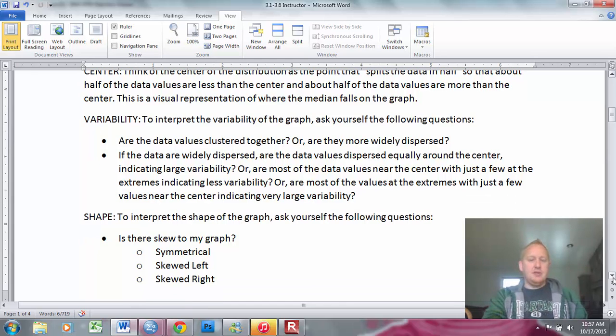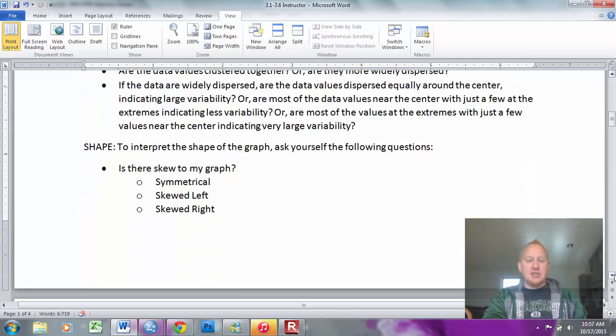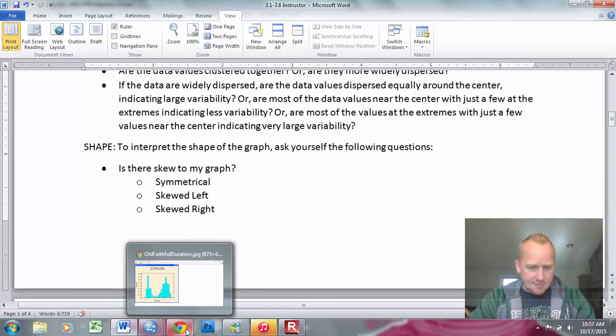The shape. To interpret the shape of the graph, ask yourself the following questions. Is there skew to my graph? One possibility here is symmetric: if both sides are mirror images of each other, then we say that the data is symmetric. It can also be skewed left, or it can be skewed right. So one of these three options.